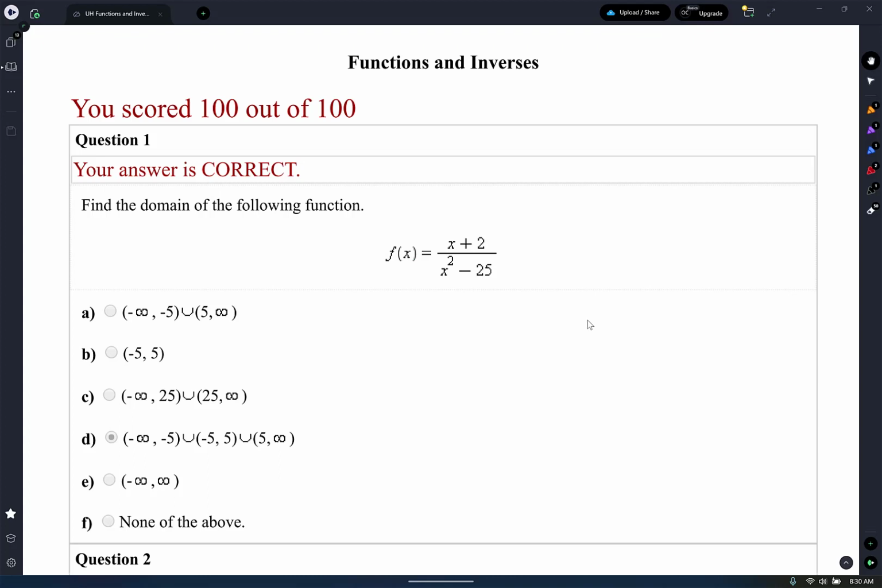Function inverses. So here we go. This is our review. What is the domain of the following function? Domain means x values. For what x values is this function valid? For what x values does this function exist?